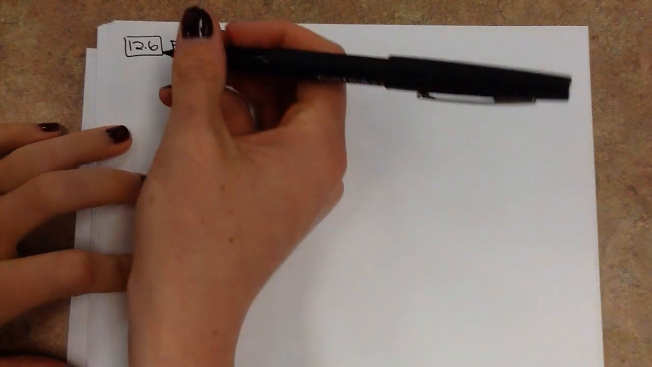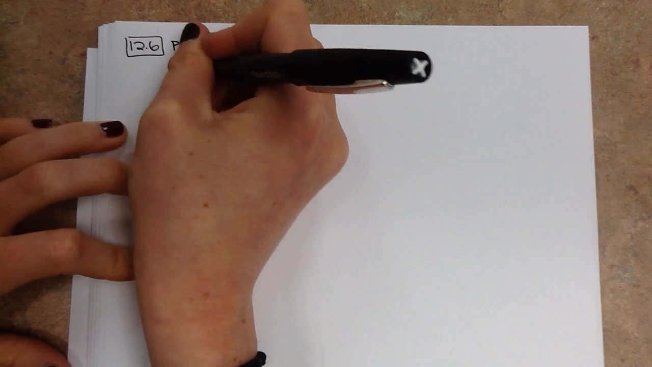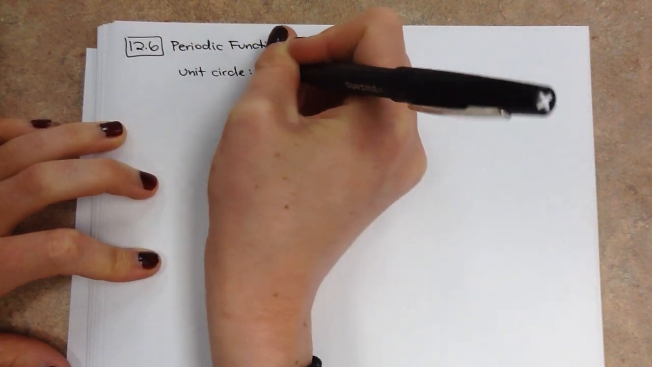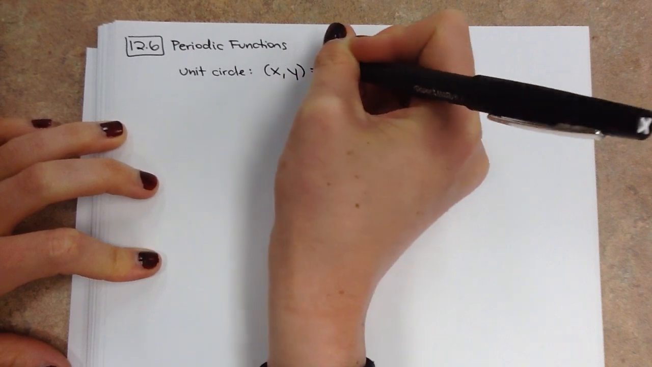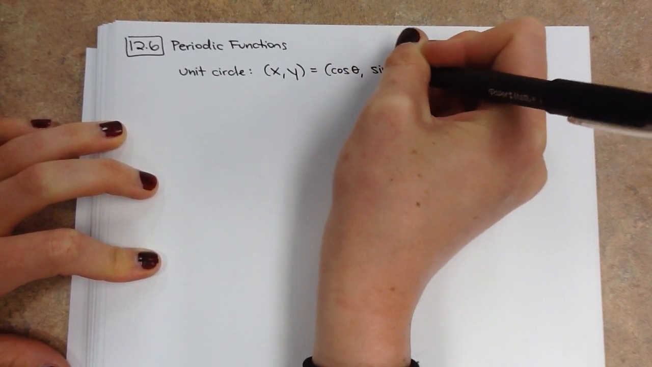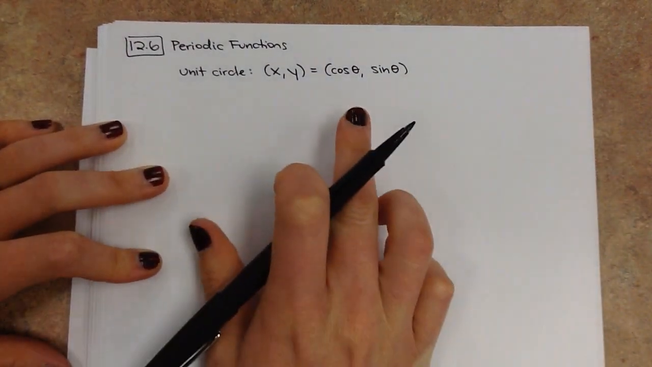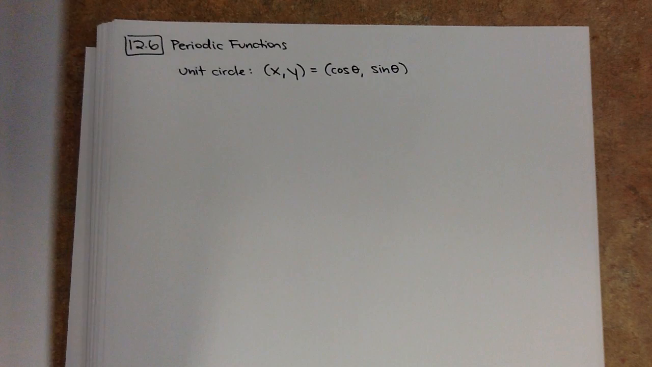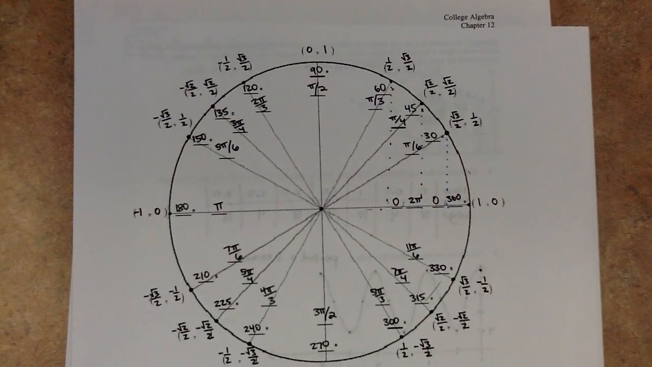The big thing that we did in this section, though, was learning that on the unit circle, every single time you see a coordinate point x, y, x is equal to the cosine of the angle, y is equal to the sine of the angle. That's a huge idea from 12.6. So you'll have this unit circle, remember that. You'll be able to see all of these values.